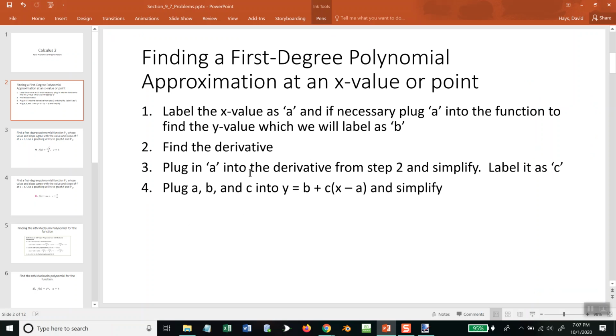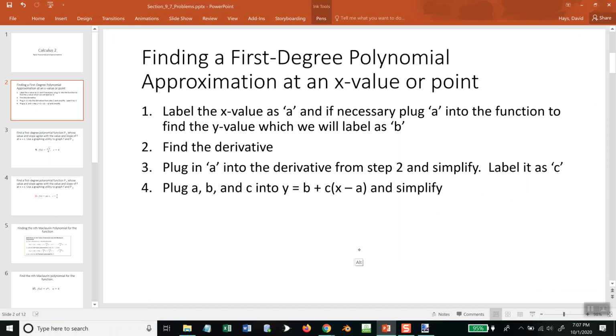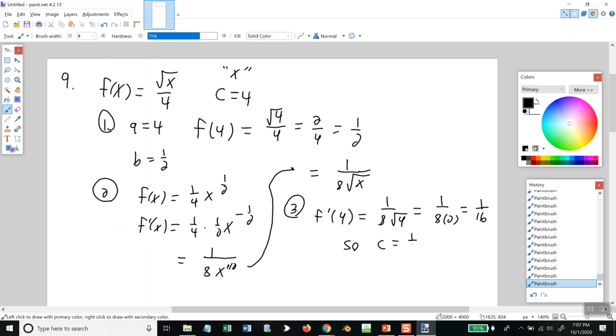Step 3, plug in a into the derivative from step 2. So we're going to plug this 4 in. So f prime of 4 is going to equal 1/8 square root of 4. Square root of 4 is 2. So that gives us 1/16. And it says to label that as C. So we got our A, got our B, now we got our C.